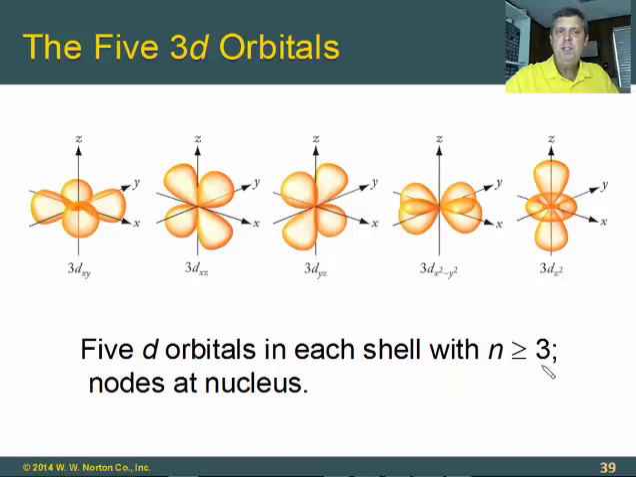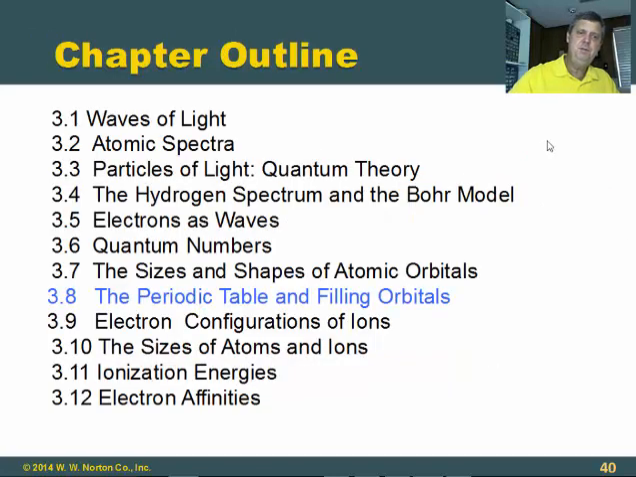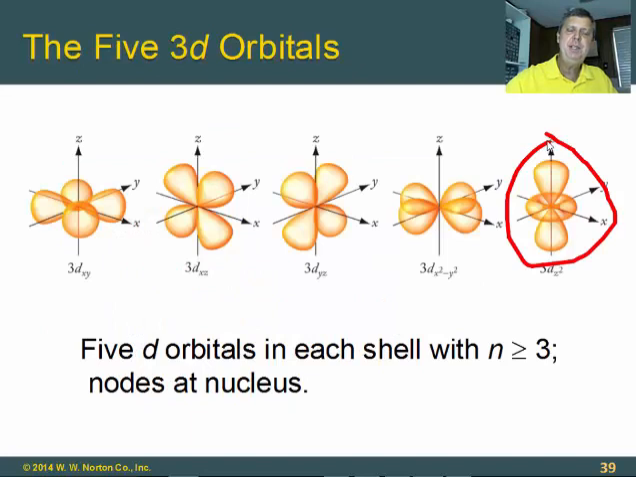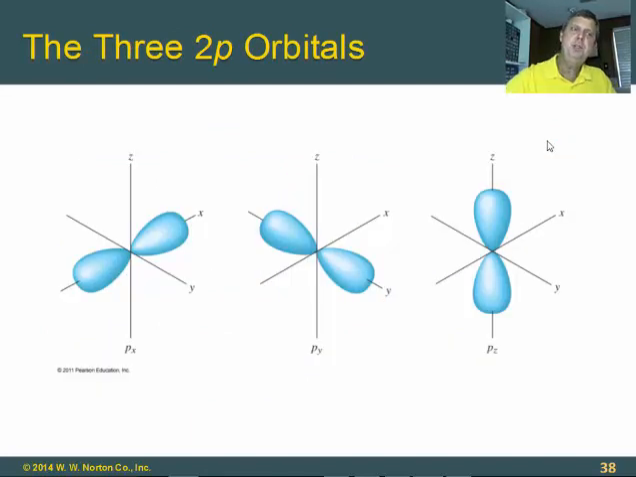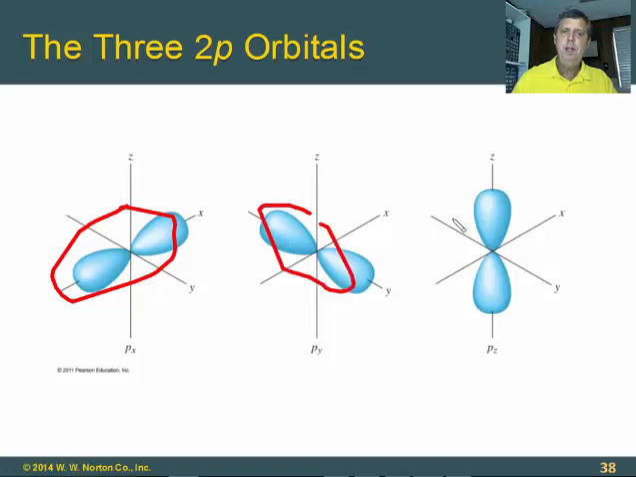Again, these look more funky, especially this one over here on the far right. I thought I had some f's here. They're even weirder shapes. But that gives you an idea about the basic shapes of the orbitals. And remember, each orbital only holds 2 electrons. So this p orbital can hold 2 electrons, this can hold 2, and this can hold 2.